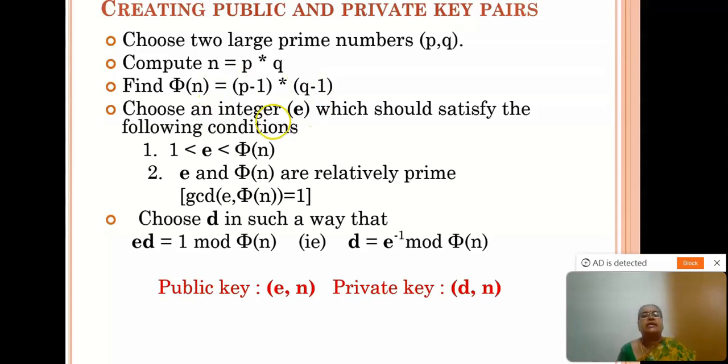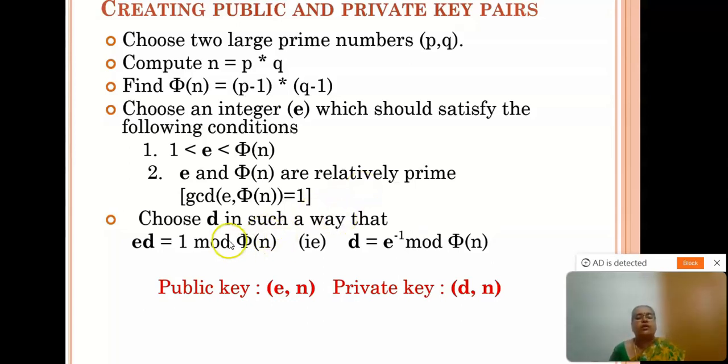Then you have to choose an integer E, a number used for the encryption process. You have to choose E in such a way that it must be greater than 1 and less than phi of n. We know the value of phi of n, which depends upon the values P and Q. Moreover, we have to choose E in such a way that E and phi of n are relatively prime. What do you mean by relatively prime? It means phi of n and E will have a common divisor of 1. In that case, you can call E and phi of n relatively prime numbers.